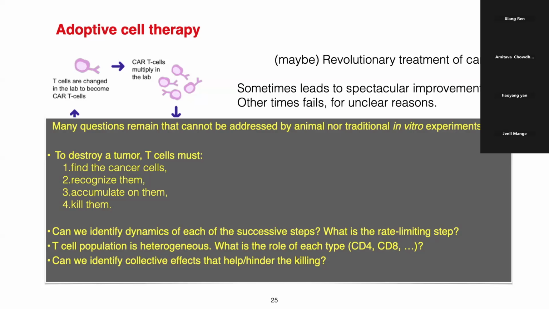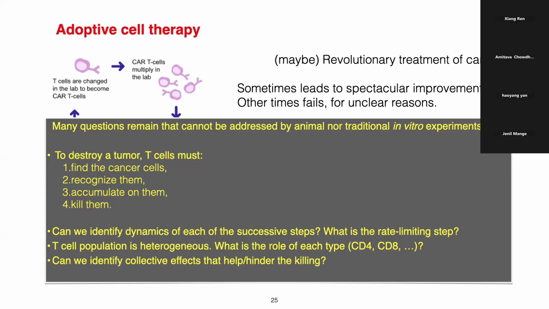From a very physical point of view, you can think that in order for the T cells to actually destroy the tumor, they have to go through a sequence of steps. And here I'm only talking about once they are around the tumor, not the systemic viewpoint. If they want to destroy the tumor, they first have to migrate and find the cancer cells. They have to recognize them biologically by making the right connections on the surface. And then they have to accumulate on the tumor, and then the killing happens.